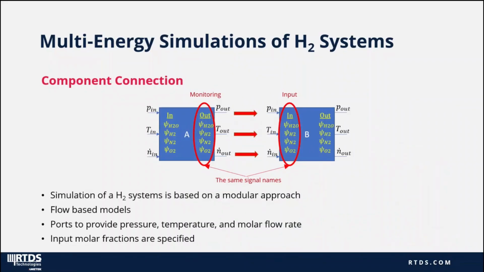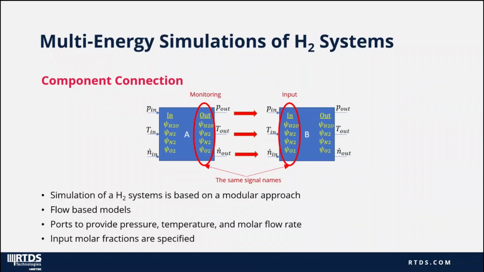In the simulation of hydrogen energy systems in RTDS, individual components are modeled separately and interconnected to form a flow-based system. Each component consists of ports to provide the pressure, temperature, and molar flow rate of the input and output flows. Apart from that, they require you to specify the molar fraction of all 4 compounds in the flow. Those are the hydrogen, oxygen, nitrogen, and water molar fractions.